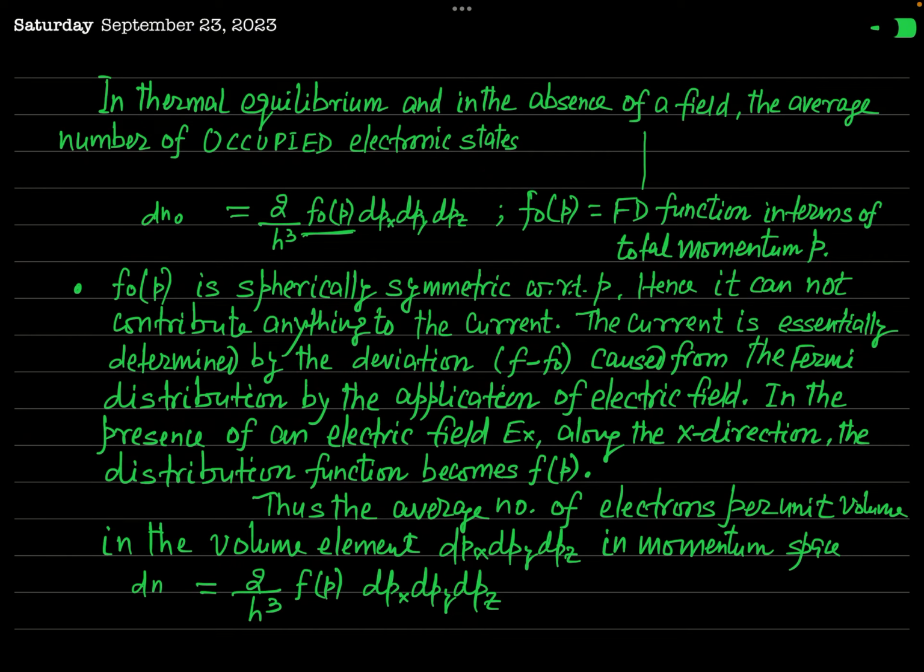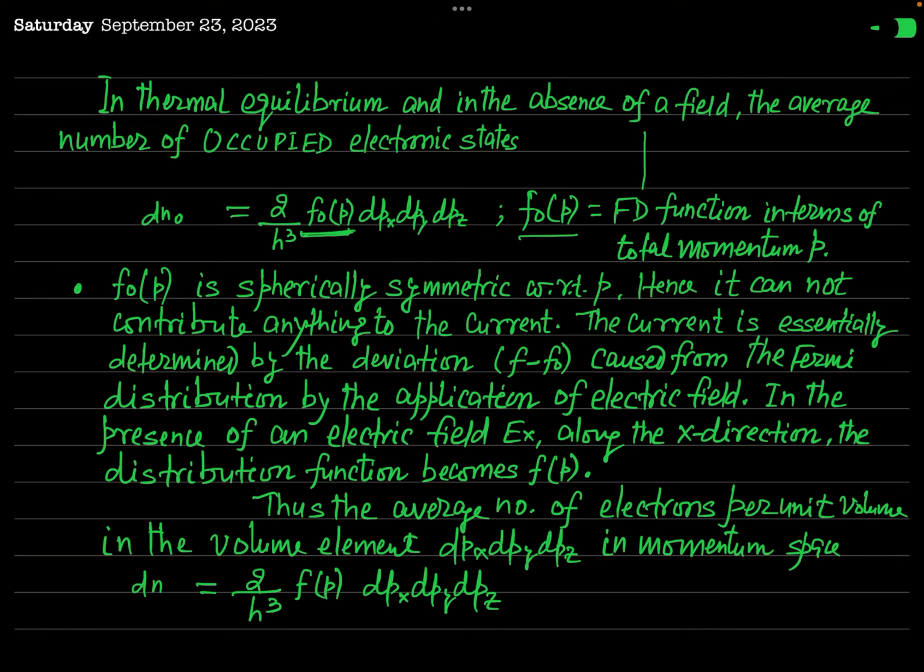So if you are talking about the metal when no perturbing field has been applied, in that condition, the Fermi-Dirac distribution function is f naught of p. I am talking about this function in terms of momentum, not in terms of energy.